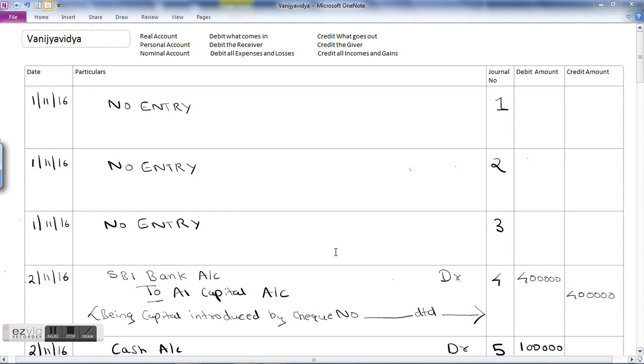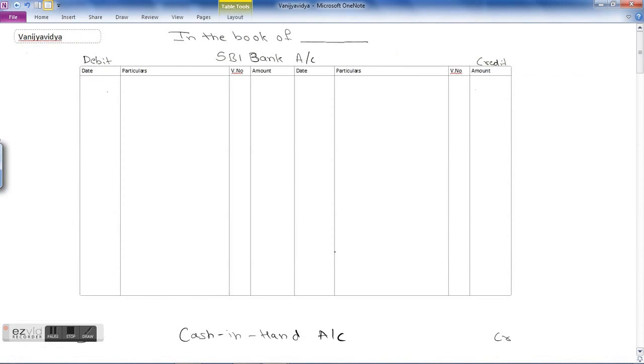Because from a journal entry we don't understand what the SBI bank account balance is, or what the balance in the A1 capital account is. So let's see the format of the ledger account. On the left side you have debit, date, particular, voucher number, amount, and on the right side you have credit, date, particular, voucher number, amount.